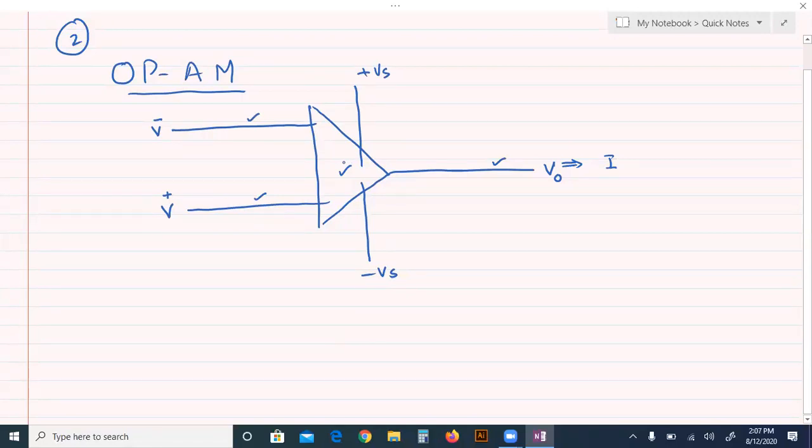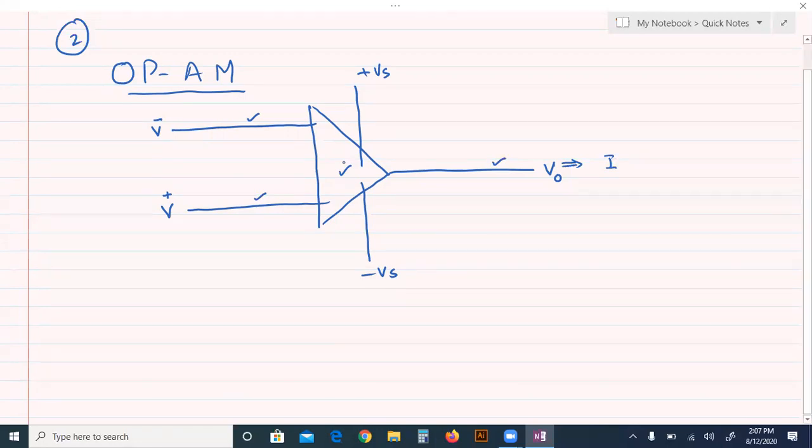Number 3, open loop gain. Open loop means a circuit in which no current. Open loop gain means advantage, electronic advantage, which is output voltage over input voltage, must be infinity.